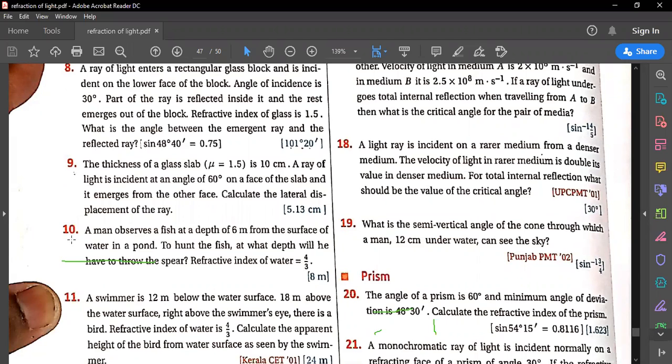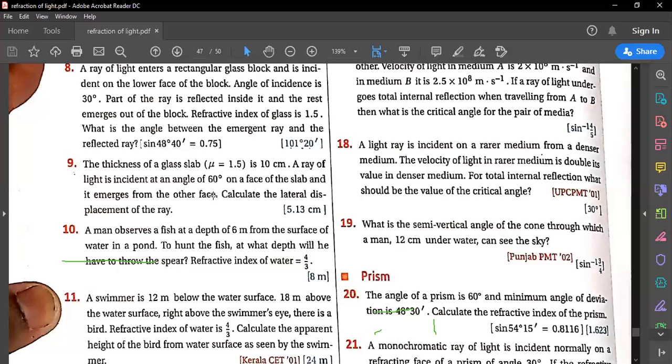Question number 10. A man observes a fish at a depth of 6 centimeter from the surface of water in a pond. To hunt the fish, at what depth will he have to throw the spear?